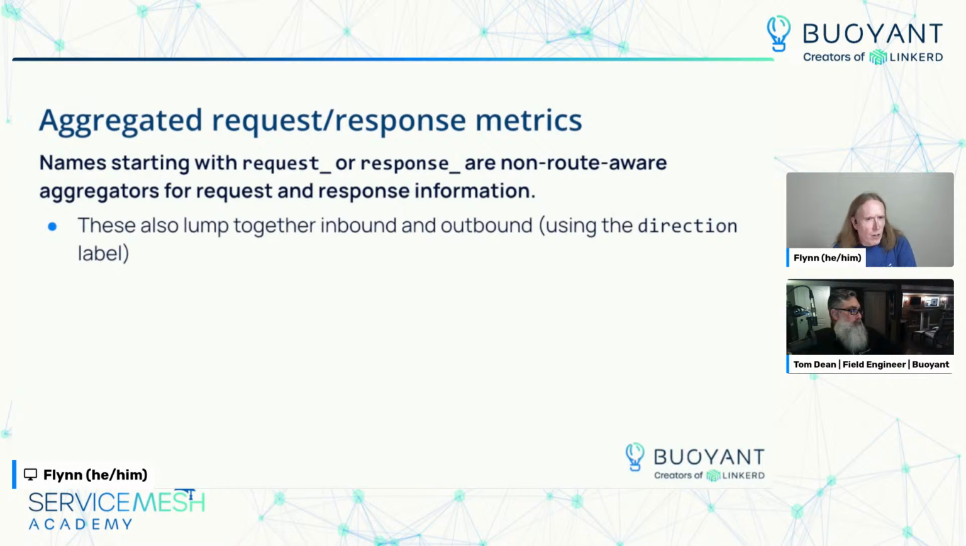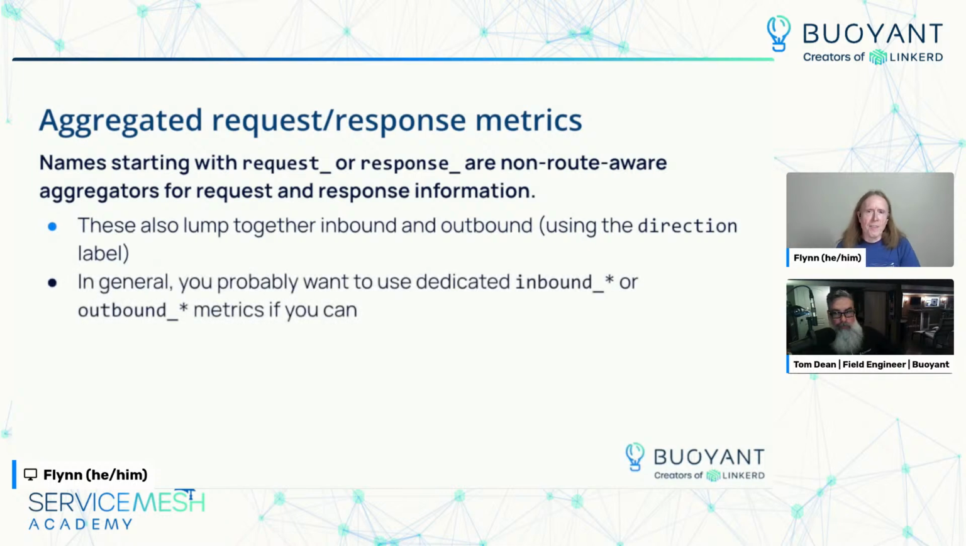It gets a little weird, especially because you don't have route granularity and some other things like that. So in general, it's probably better to use the dedicated inbound or outbound metrics if they have what you need, because that will be a little bit easier on Prometheus because you're going to be dealing with a lot fewer dimensions there.